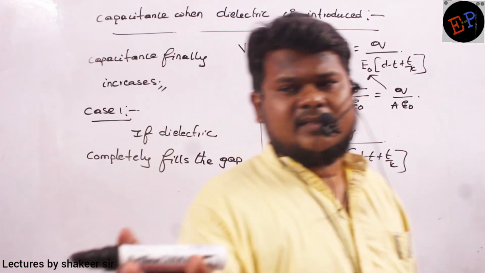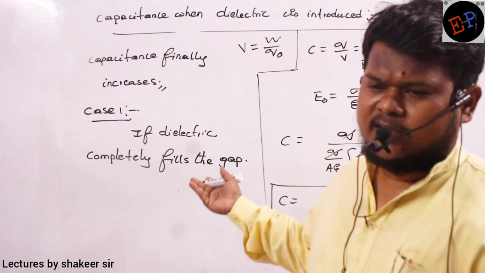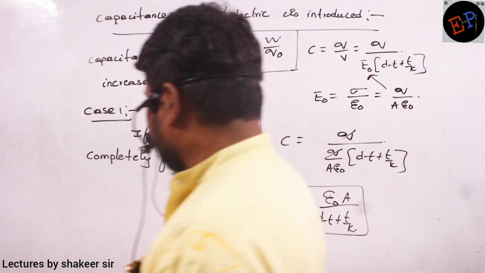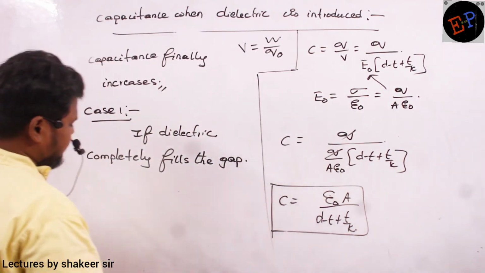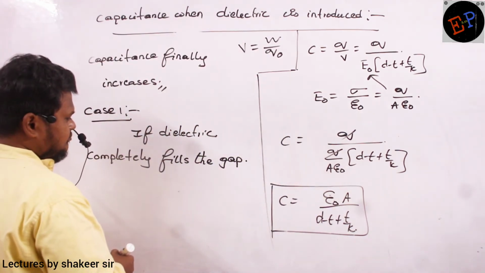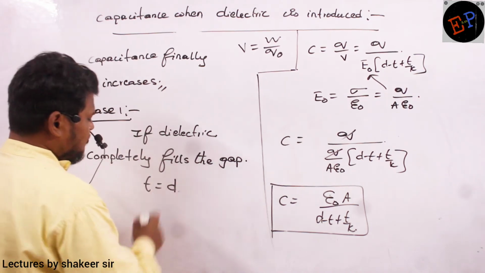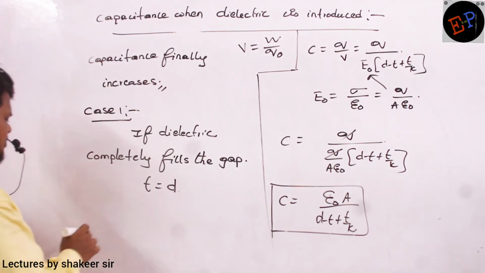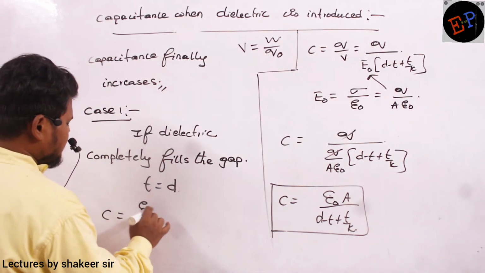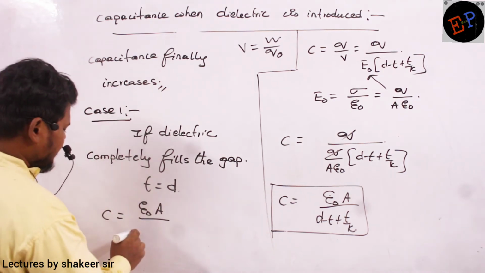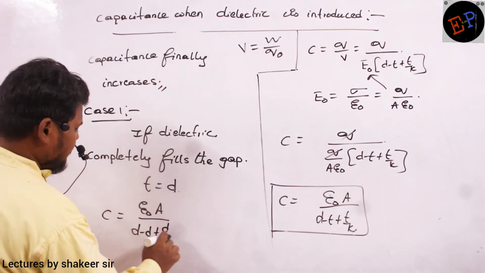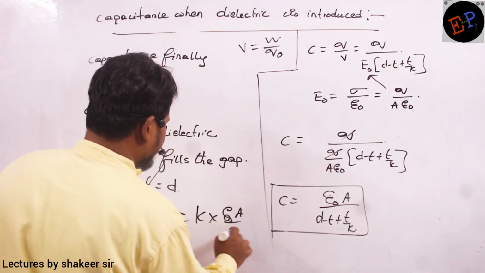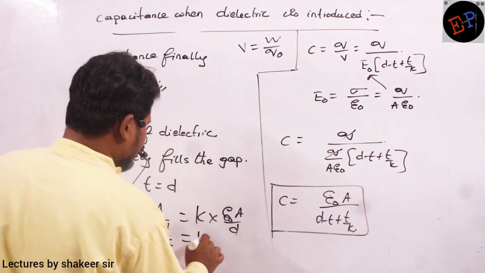Previously I have placed only T thickness, no? Now this dielectric has completely filled the total gap between the plates of the capacitor. Now what will be the capacitance? So now T will become D, no? Thickness of the dielectric will become distance between the plates. Now see what is the calculation. So epsilon naught A divided by D minus D plus D by K. So it is K into epsilon naught A by D, or you can write simply K into C naught.